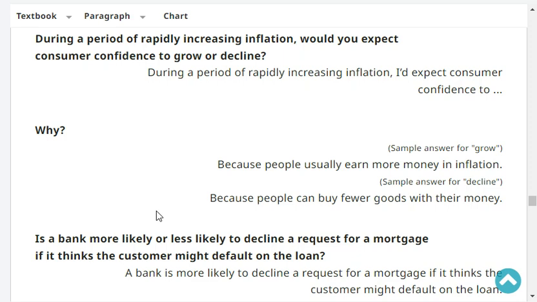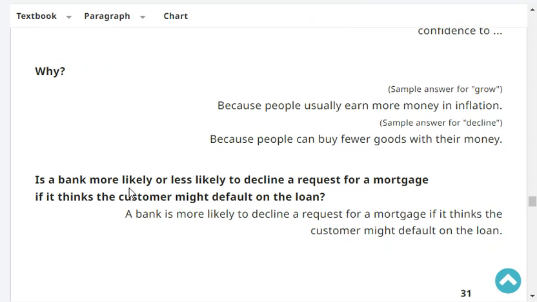Because if the inflation caused rapidly, they cannot pay a lot of money for high prices. That's correct. And they can only buy few things with their money, right? Yeah, that's correct. Fewer things with the money. Very good.